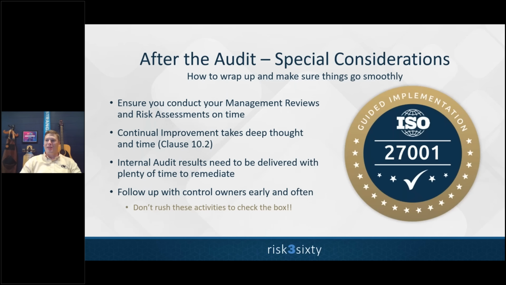So the first thing is make sure that your management reviews, clause 9.3, and your risk assessments, clause 6.1, are conducted on time. Usually you want no more than 12 months between those activities. If you scheduled these things right before the initial audit because you were trying to get everything in, consider spreading that out, right?